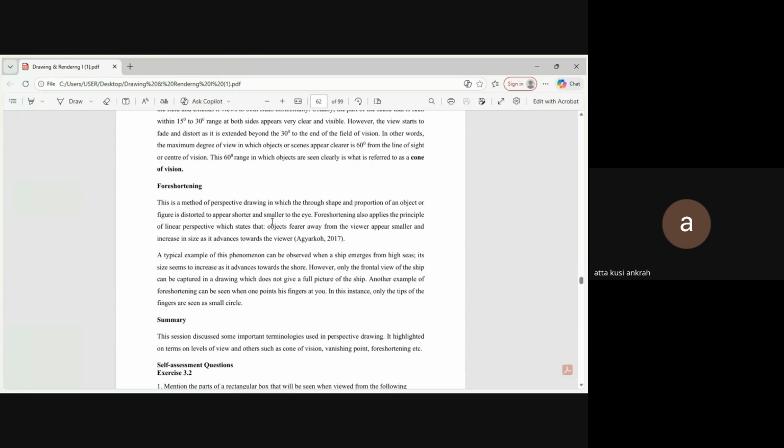So when you are drawing using foreshortening, you don't get a full picture. You don't render a full picture. The moment you render a full picture, you are not doing foreshortening. Good. Another example of foreshortening can be seen when one points his finger at you. That is what I was saying. In this instance, only the tip of the finger can be seen as small circles.